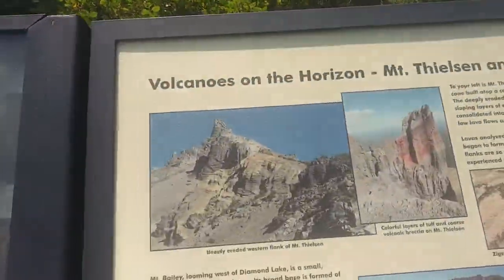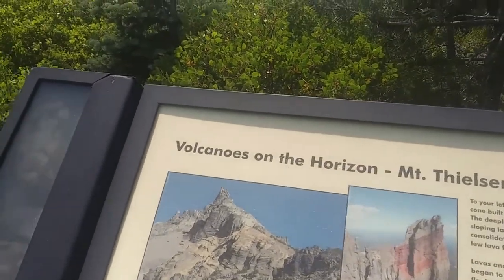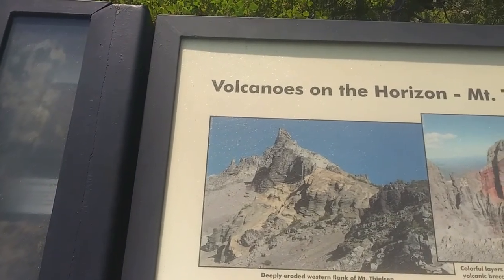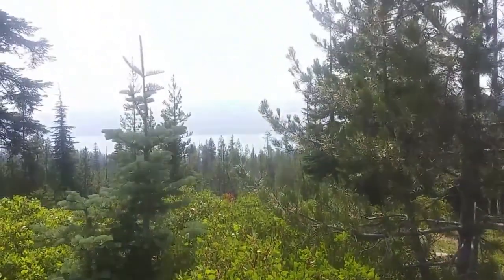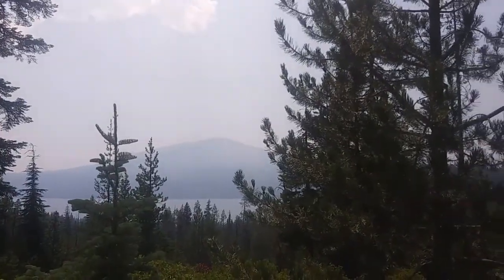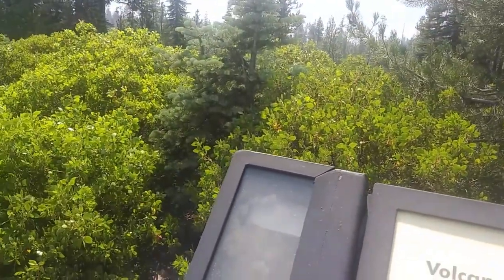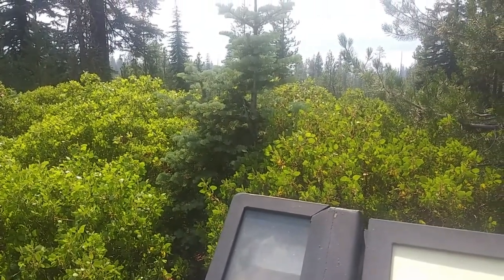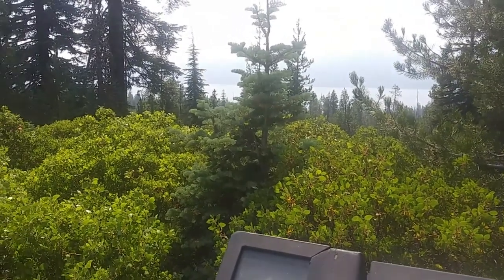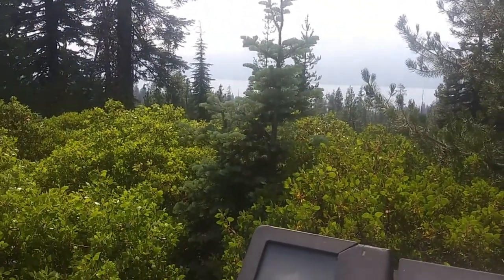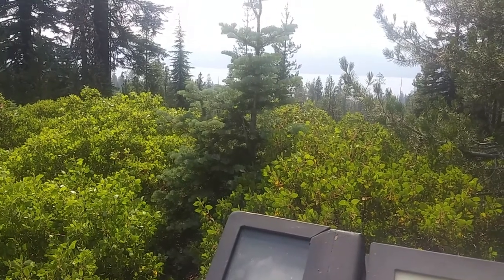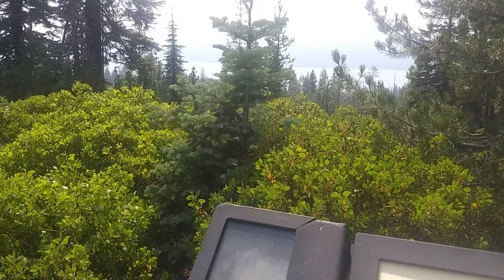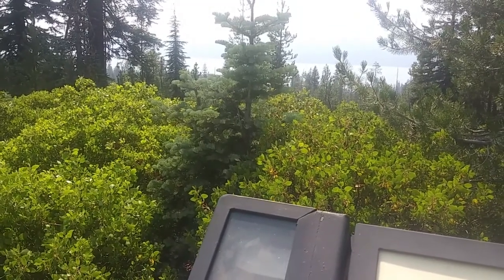Let's see. So, volcanoes on the horizon: Mount Thielsen and Mount Bailey. Mount Bailey, looming west of Diamond Lake, is a small, steeply sloping shield volcano, and that's it right there. Its broad base is formed of many fluid flows of dark, cavity-riddled lava, intermediate in chemical composition between basalt and andesite. The upper visible part of the cone is constructed mostly of thick flows of gray andesite lava containing layers of red cinder. Its summit is strewn with rock debris blasted from several vents during its last eruptive period.